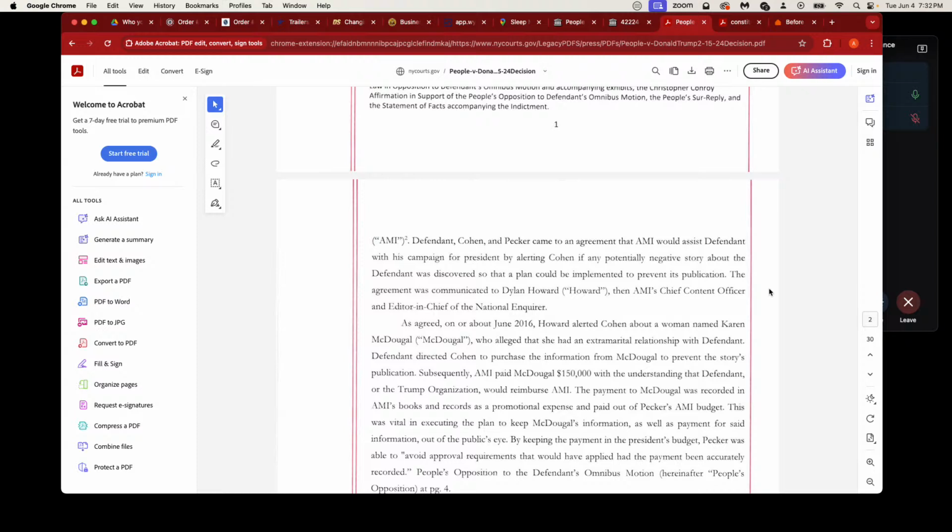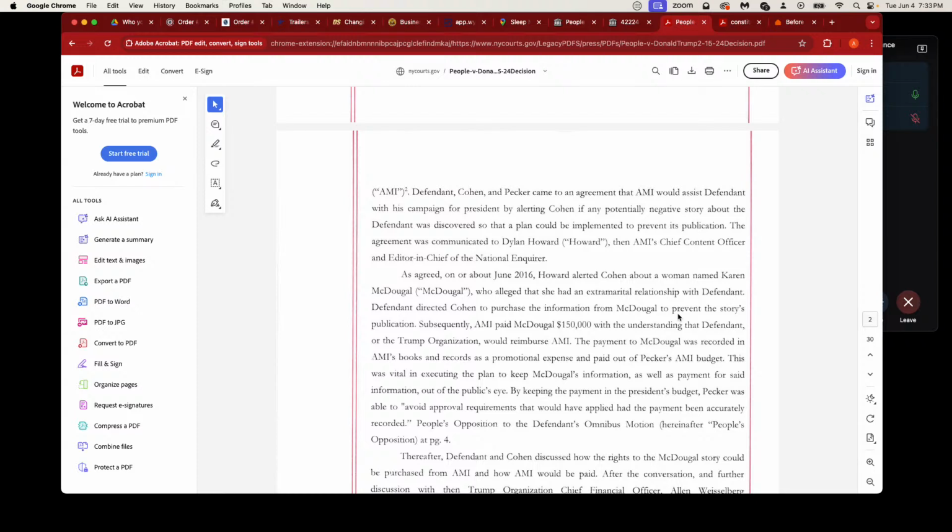The agreement was communicated to Dylan Howard, then AMI's chief content officer and editor in chief of the National Enquirer. As agreed, on or about June 2016, Howard alerted Cohen about a woman named Karen McDougal, who alleged that she had an extramarital relationship with defendant. Defendant directed Cohen to purchase the information from McDougal to prevent the story's publication. Subsequently, AMI paid McDougal $150,000 with the understanding that defendant or the Trump Organization would reimburse AMI. The payment to McDougal was recorded in AMI's books and records as a promotional expense and paid out of Pecker's AMI budget. This was vital in executing the plan to keep McDougal's information, as well as payment for said information, out of the public's eye.